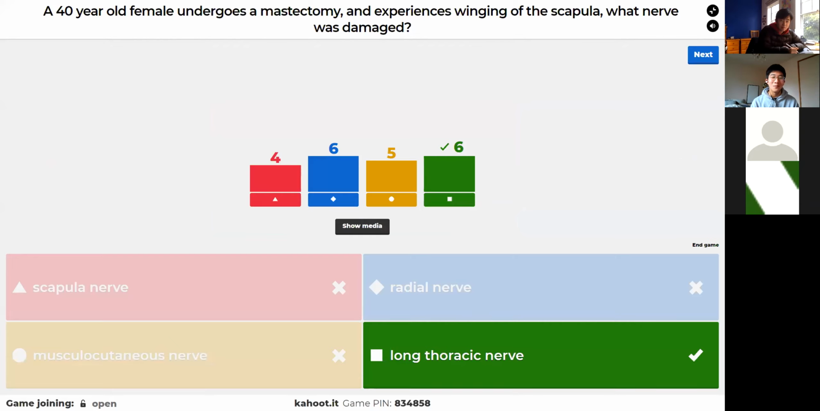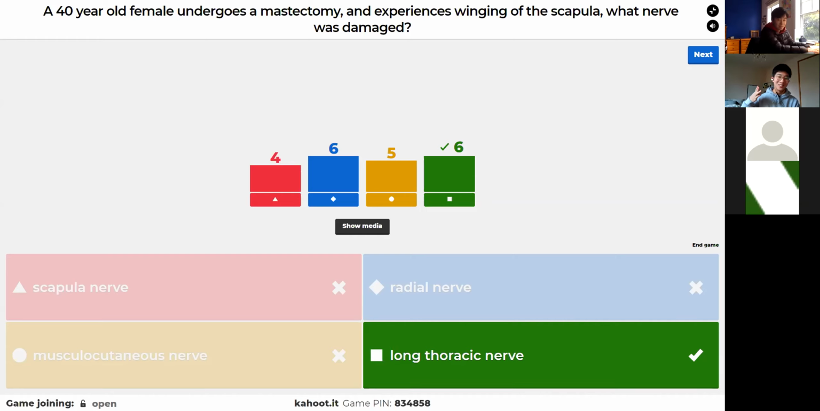So this is a very buzzwordy question, and it refers to the long thoracic nerve. The long thoracic nerve innervates the serratus anterior, which is kind of a muscle that is attached to your scapula, as well as your anterior and lateral rib wall, and it essentially functions.